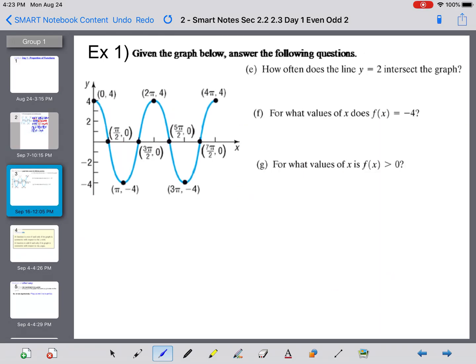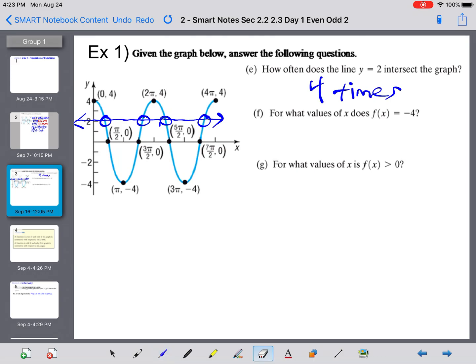All right, let's look at the next few problems. How often does the line y equals 2 intersect the graph? If you remember, y equals 2 is a horizontal line. Y equals 2 goes across the graph just like this. And we want to know how many times it intersects. So 1, 2, 3, 4 times.